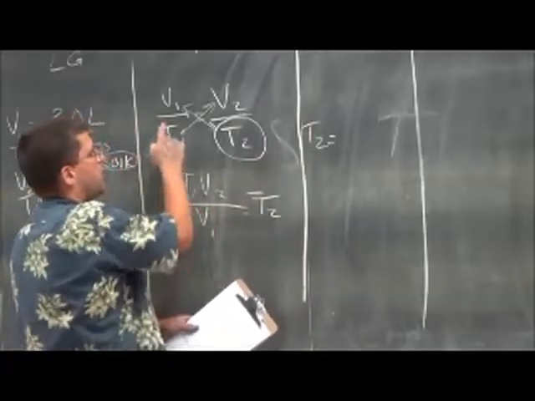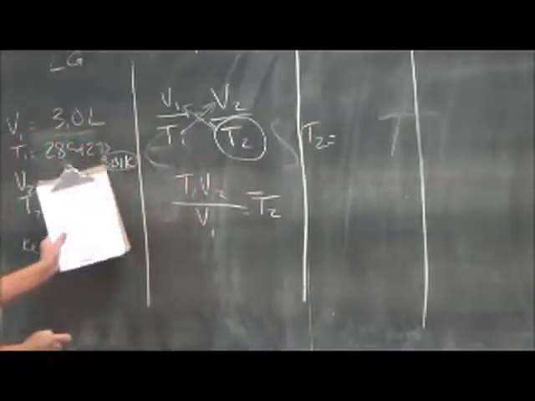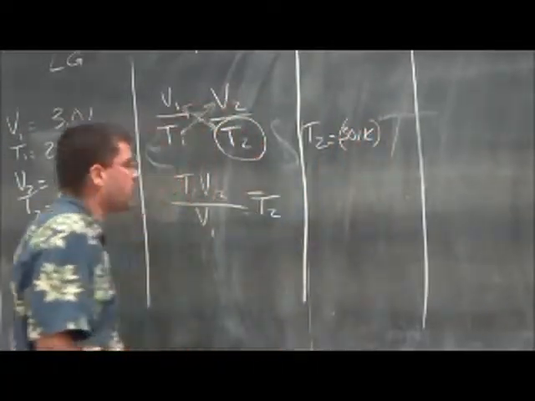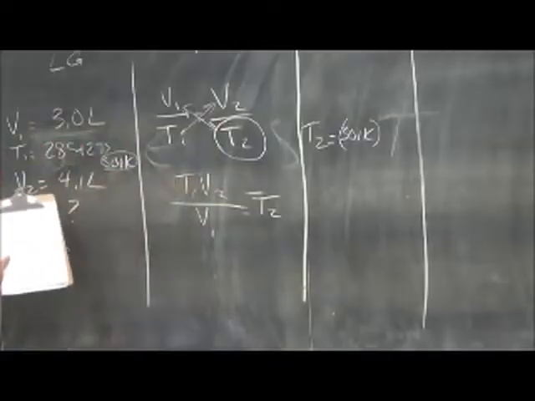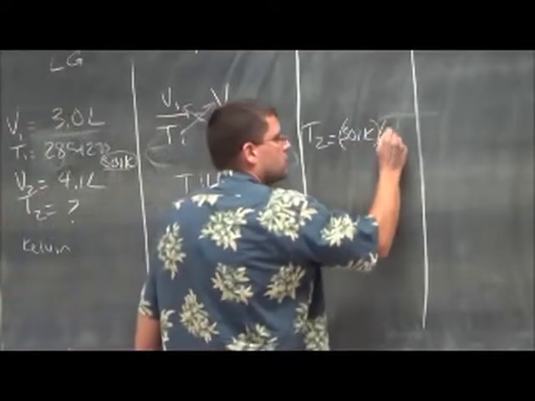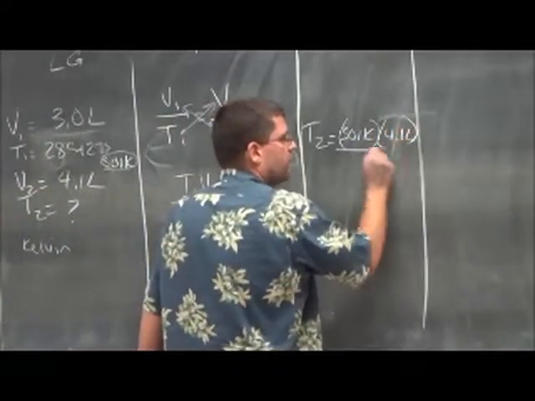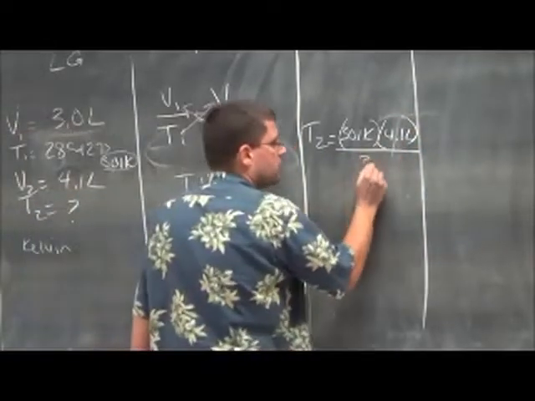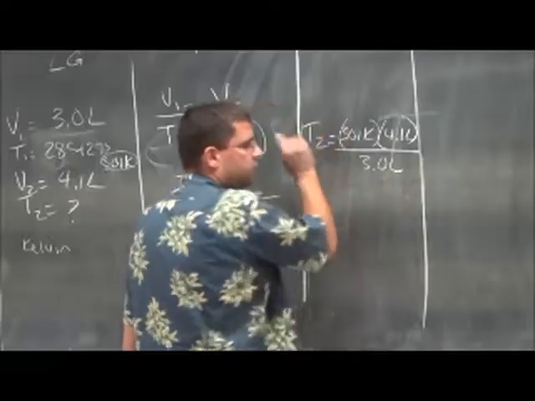Here we go. T2, let's plug it in. What's our T1 value? 301 Kelvin, which we talked about in class in terms of Kelvin, okay? Then we've got V2, which is 4.1 liters, divided by, what's our V1 value? 3.0 liters. Okay, that's going to give us T2.